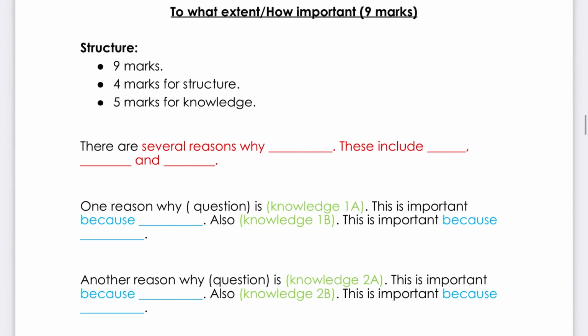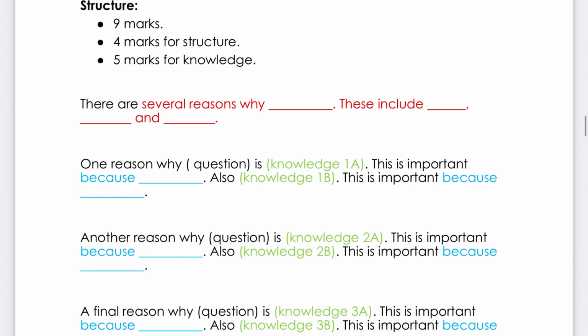Let's have a look at the 9 marker. So for the 9 marker, it often appears as a to what extent, but it can also be written as like a how important. It's the exact same structure. Most of the time you'll be given an isolated factor, so within the question it will give you a factor to look at in your answer, which is quite nice. It's giving you one of your paragraphs, so to speak.